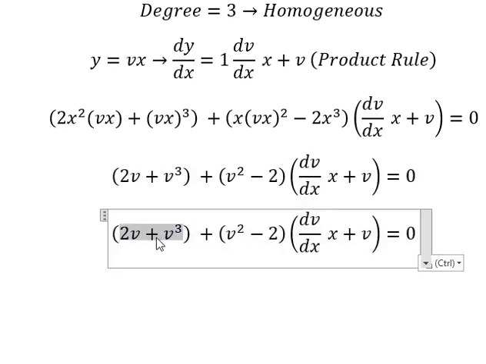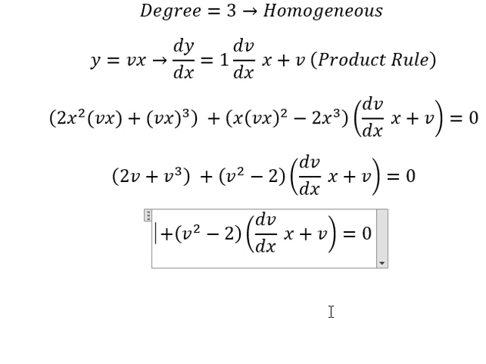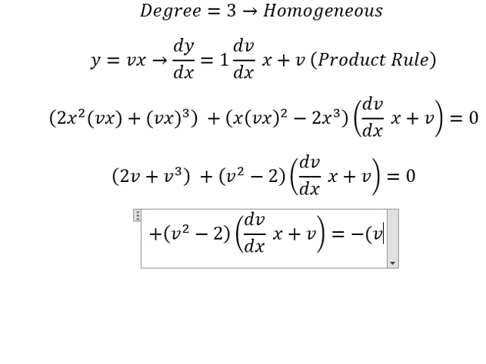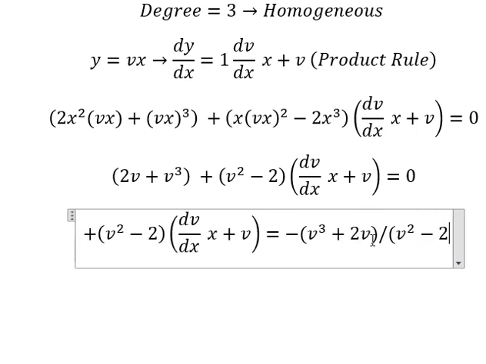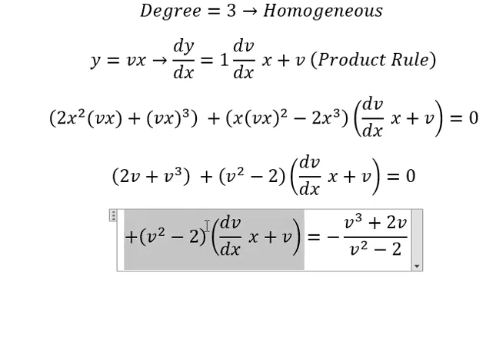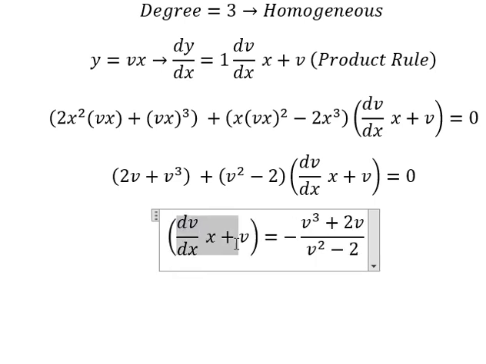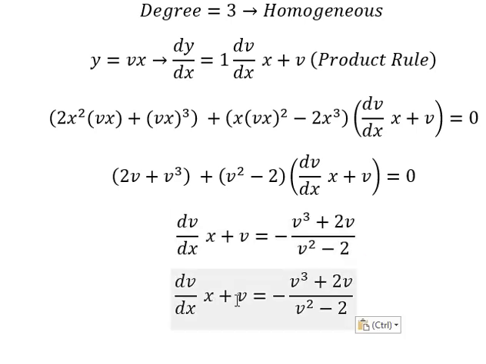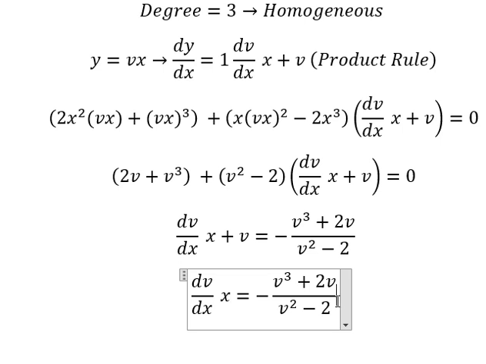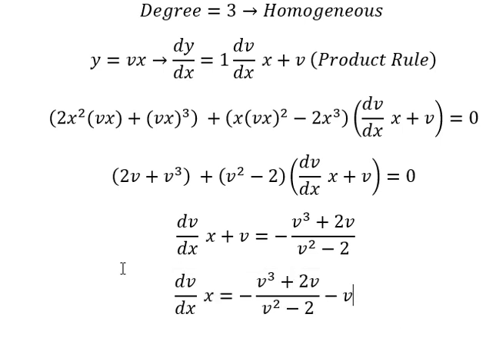So this one I will put on the right, and later we divide both sides by v square minus number 2. So I will put v to the right, and now we do common denominator.